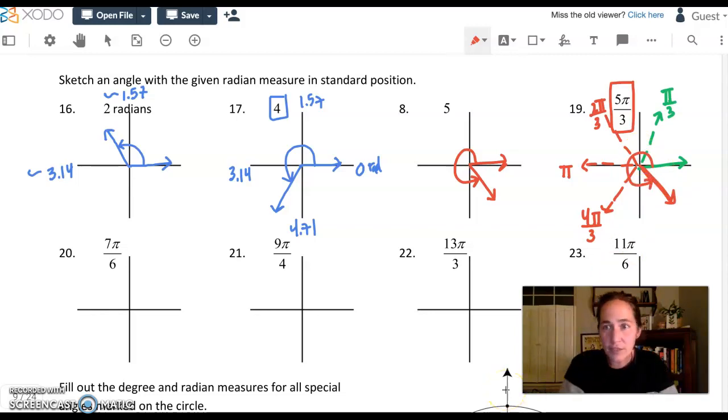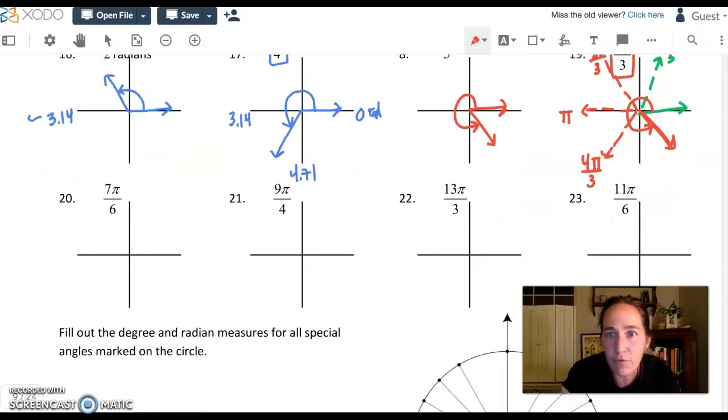Now, sure, I'm going to admit it too. You could just do the conversion pretty quickly and see that that's going to be, I believe, 300 degrees, right? We would know that's also in quadrant 4, but you don't really have to think about it that way. You kind of visualize the circle there and just split it up into fractions. Let's try a few more of these.